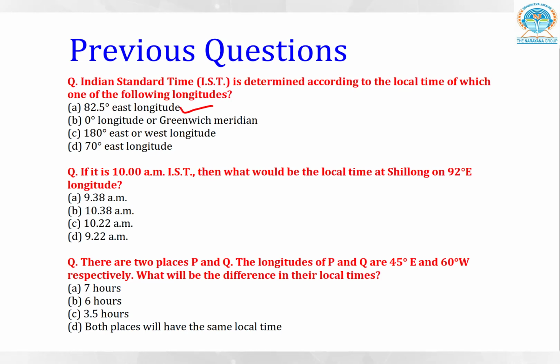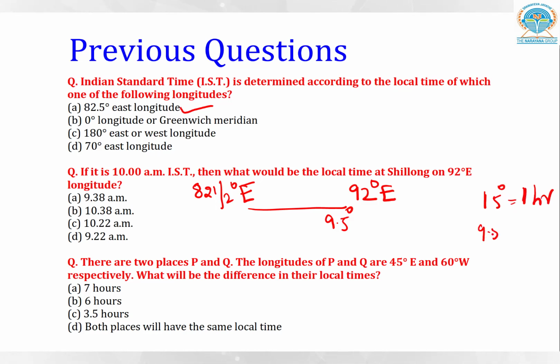If it is 10 AM at IST, what would be the local time at Shillong in Meghalaya on 92 degrees east longitude? Here you can calculate. What is our Indian Standard Time? It is at 82.5 degrees east, right? And he is asking the local time at 92 degrees east. So there is almost a gap of 9.5 degrees in longitude. We know for every 15 degrees, it is 1 hour in difference. So for 9.5 degrees, what is the difference? The answer will be around 10:38 AM.